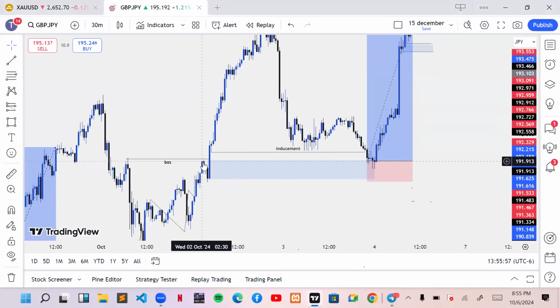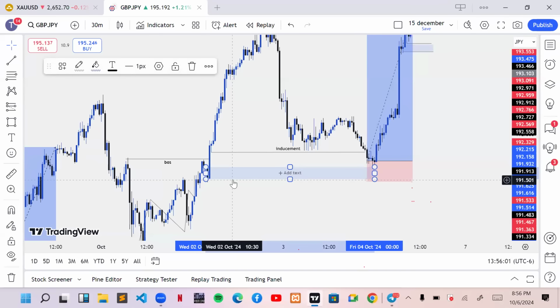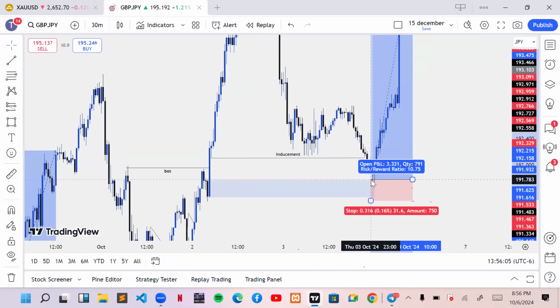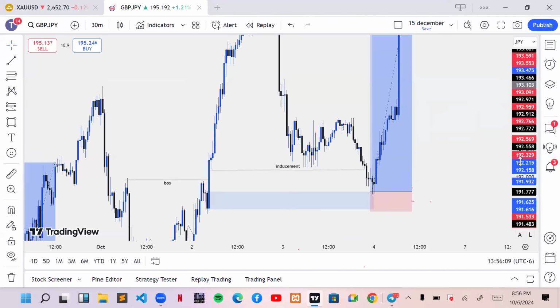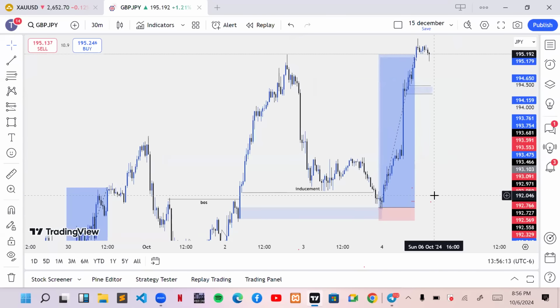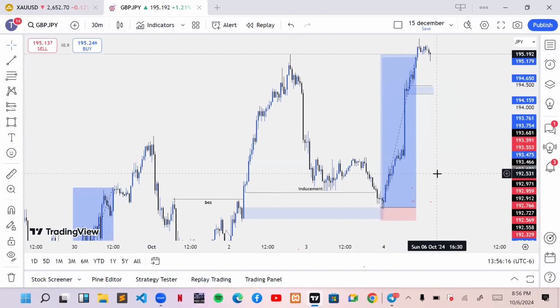Now, I used my breaker block, but in this case, let me just use the other block, because it's the only other block that I've taught you guys. So this was the other block right here. I will wait for price to now come in and trigger that other block. And after the market triggers that other block, it continues buying. This was also during NFP news.